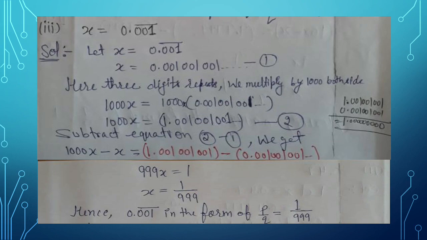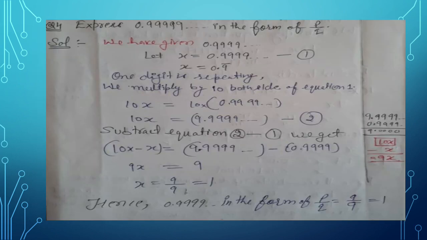Let's take one more similar example. Express the following. This is your question number 4. 0.999 and so on in the form of P upon Q. It is already given in the expanded form. First we need to write its short form. We have 0.9999 and so on. In short, you can see here 9 is the digit that is repeated again and again. So only one digit is repeated. You can write it this way, x is equal to 0.9 bar.